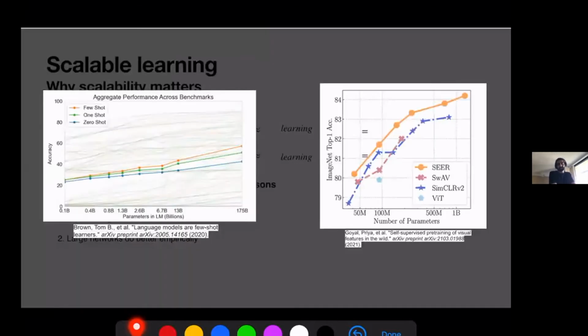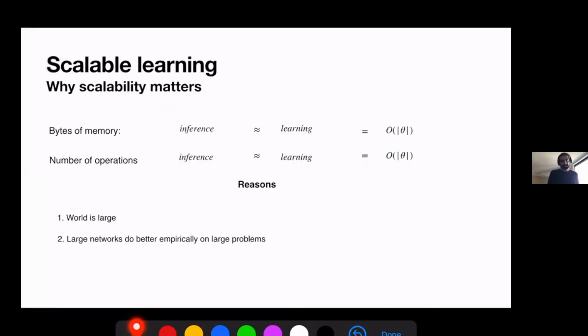So I can show some plots from recent deep learning work. Now, I'm not going to explain the plots in detail, but what they're showing is that for a fixed problem and a fixed algorithm, if you increase your neural network, the performance improves as the size increases. Now, people in deep learning call these scaling laws, and it makes intuitive sense because the problem is large and you need to make fewer approximations.